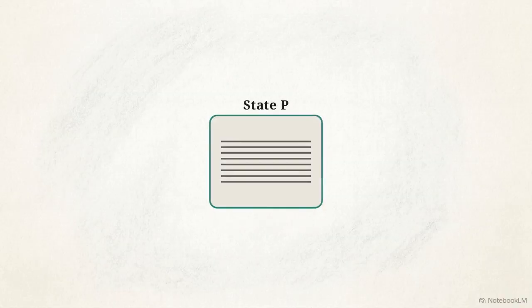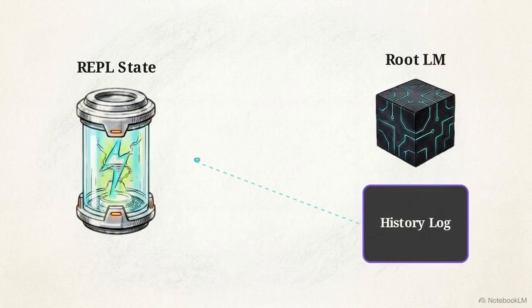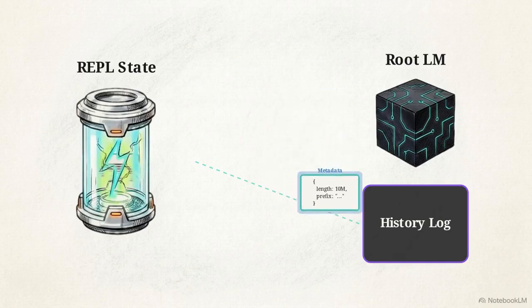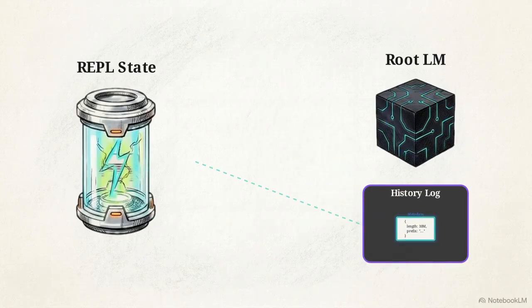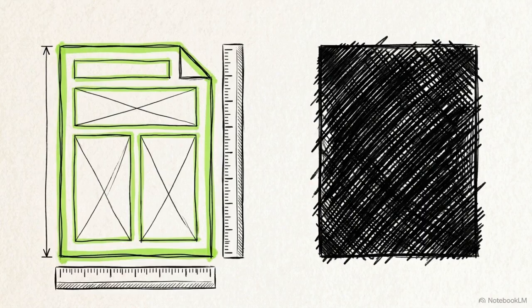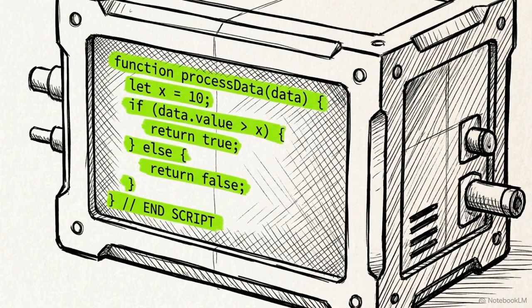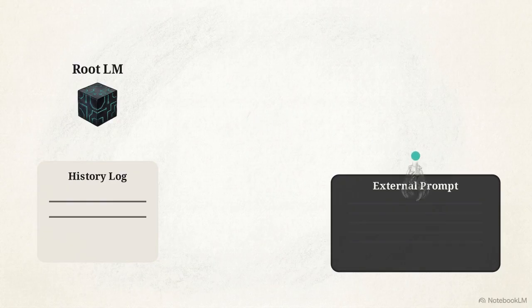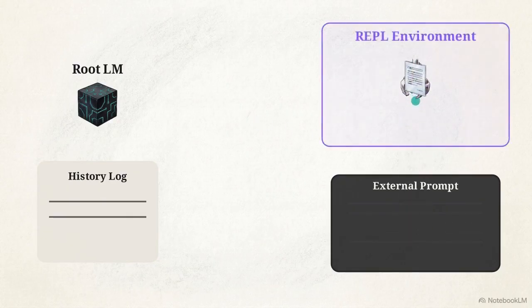It starts by loading the prompt string into the REPL state, then seeds the root model's history solely with that state's metadata. This metadata node contains no semantic text. It is purely dimensional data. The model knows the shape and location of the prompt, but not its contents. From here, the root model generates a block of code. Because it only has metadata, this code is specifically designed to peek at or slice the external prompt variable. That code passes into the REPL and executes.